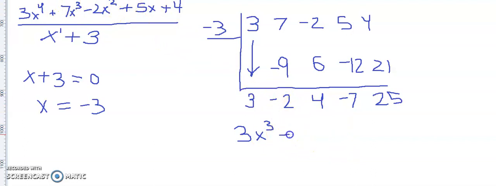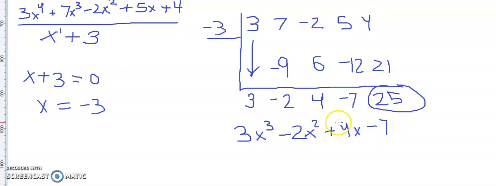And then we get minus 2x squared plus 4x minus 7.